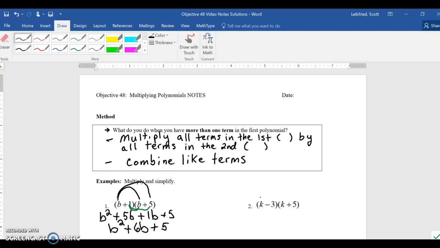So we're going to take k and multiply it by k. Remember, we're using our exponent rules. Real quick review. If you're not sure why we're doing this, k times k, remember that's k to the first, and we add those. So that's how we get k squared. So k squared, then we take k times 5, positive 5, 5k. We take negative 3, notice there's a minus sign here, negative 3 times k is negative 3k, and negative 3 times 5 is negative 15.